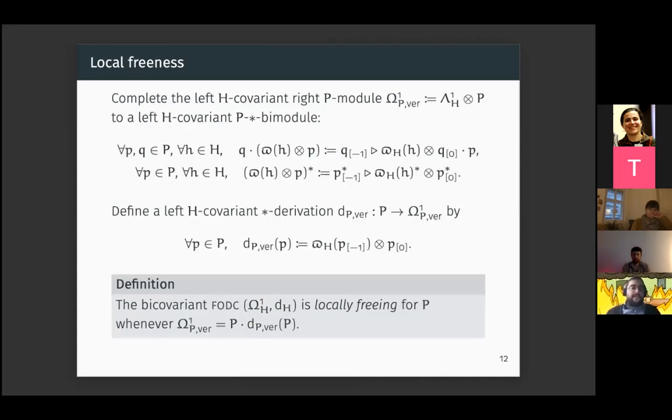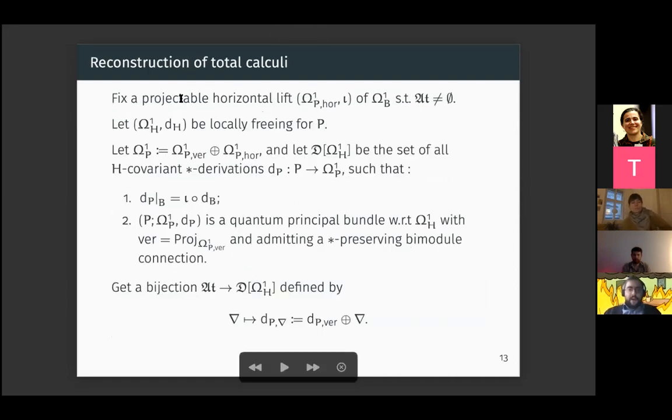So given this, let's see what happens when we smash this together with the horizontal calculus. Let's fix a projectable bimodule of horizontal one-forms such that we have gauge potentials. Let's take a locally free bicovariant calculus for H, and let's put Humpty Dumpty back together again. Let's set our total one-forms to be the vertical one-forms direct sum the horizontal one-forms, and let mathfrak D be the set of all covariant derivations that do the job. They're lifts of the derivative on B, and they give you a quantum principal bundle with the appropriate properties.